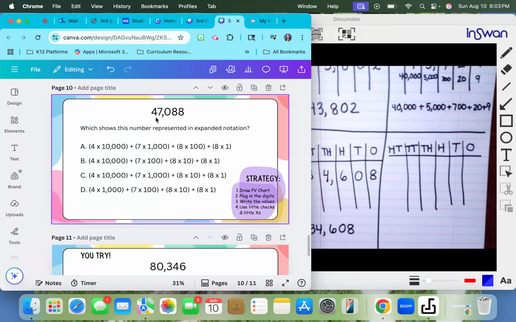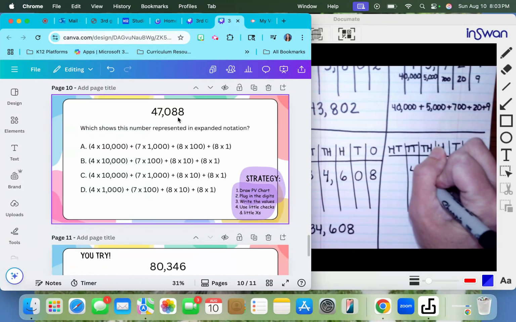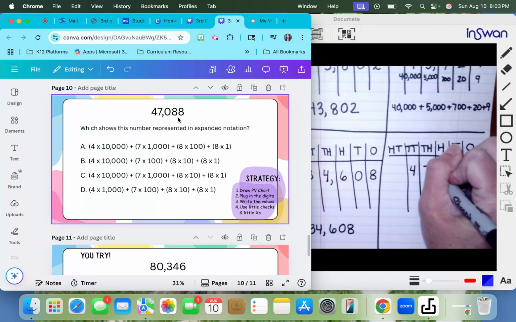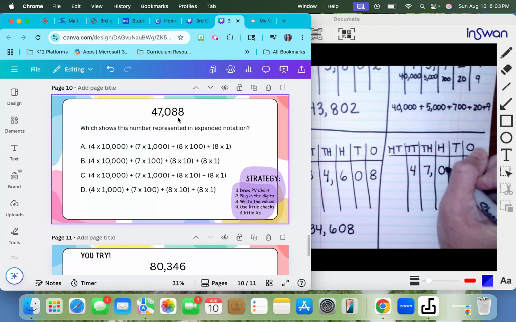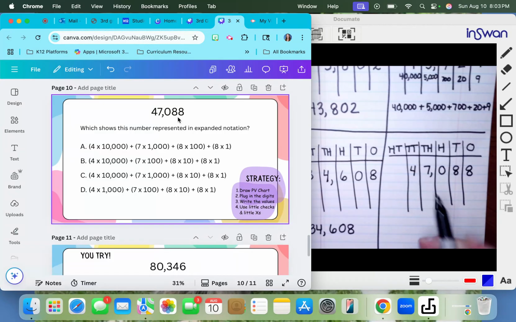Here's our number, 47,088. Let's plug that in our chart. You plug it in while I plug it in. Okay. And so now we need to go through and write it out in expanded notation. I'm going to be writing it out down here just because it's hard to fit it in the place value chart. So here we have a 4.